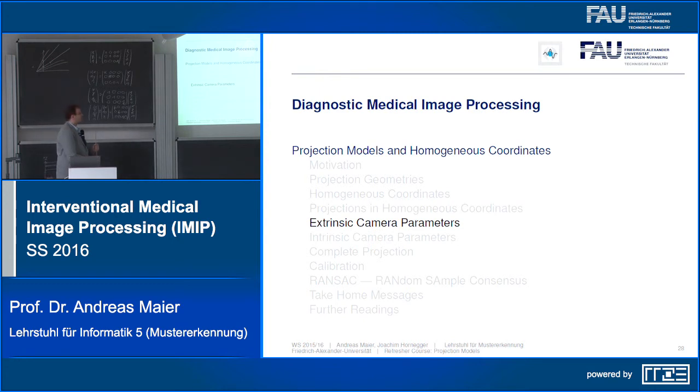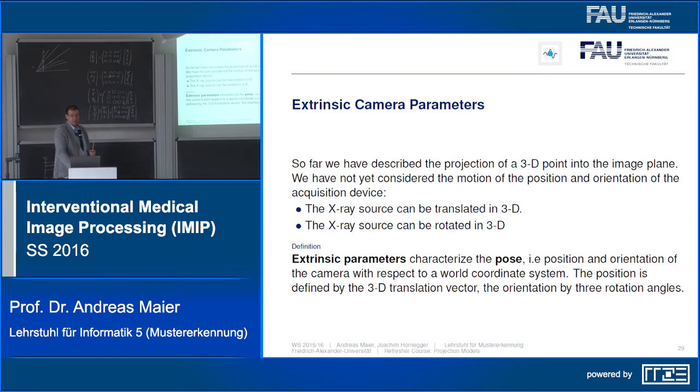But now we can see that we can also use this homogeneous space to encode something which is called extrinsic camera parameters. And extrinsic camera parameters is nothing else but the rotation and translation of the camera in space. These are the extrinsic parameters. And, well, what can we do? We can rotate the source and the detector, and we can translate the source and the detector.